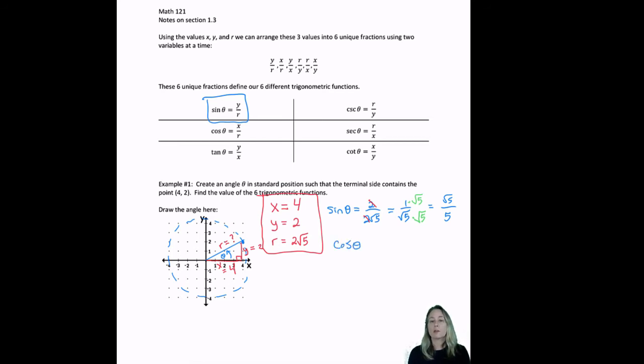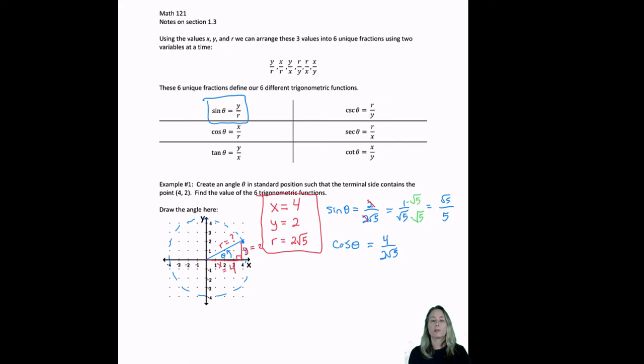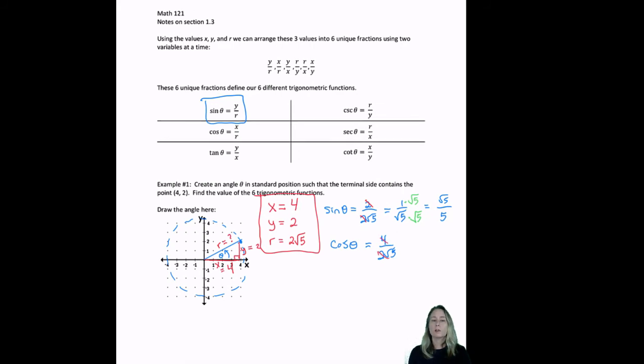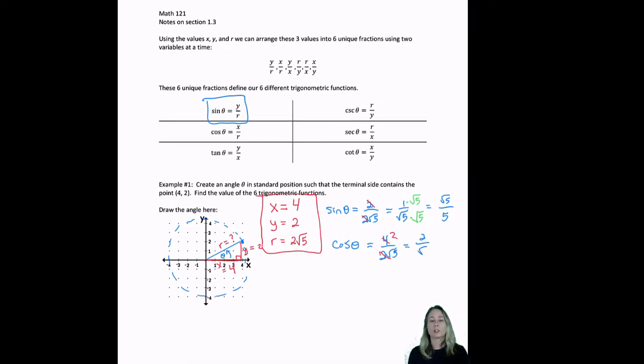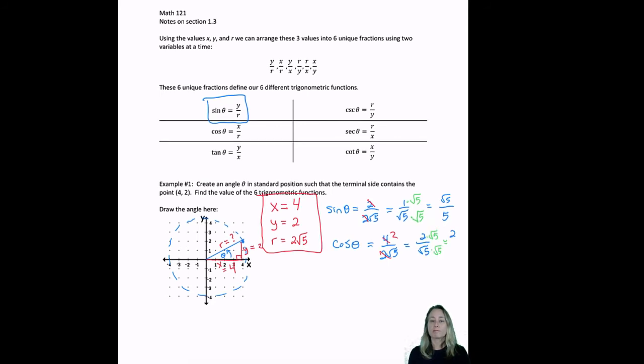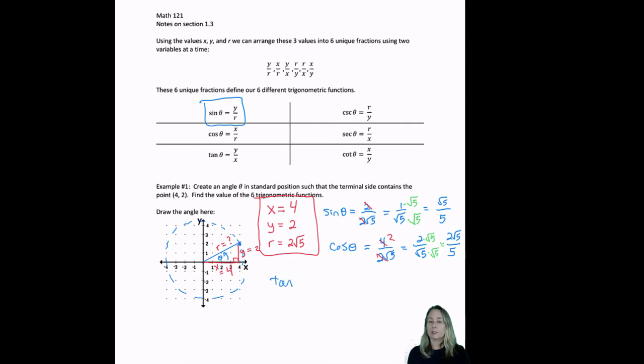Next we find the value of cosine. Cosine equals x over r, so we substitute x equals 4, r equals 2 root 5 into the fraction. 2 goes into 4, then we rationalize the denominator. Now we find the value of tangent. Tangent equals y over x, and so we substitute y equals 2 and x equals 4, and this reduces to 1/2. We're done with tangent.